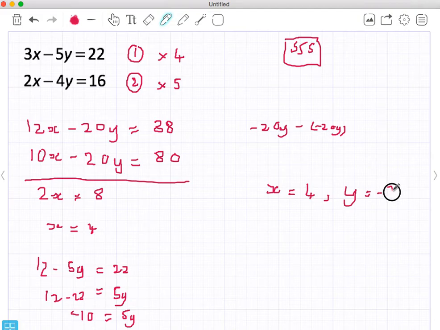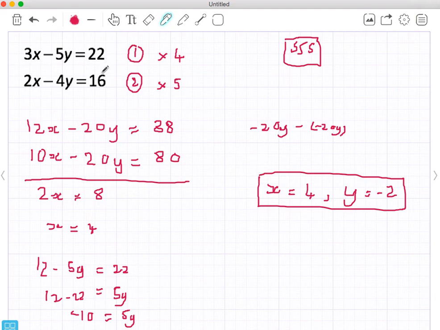And once again, I'm going to double check those, make sure I haven't made a mistake. 3 4s are 12. Take away 5 times minus 2, so that's adding on 10, correct. 2 4s are 8, minus 4 times minus 2, so minus 4 times minus 2 is 8, so it was 2 4s 8, add 8 is 16. These are correct. So I've had to multiply both equations by a different number in order to eliminate the y's.